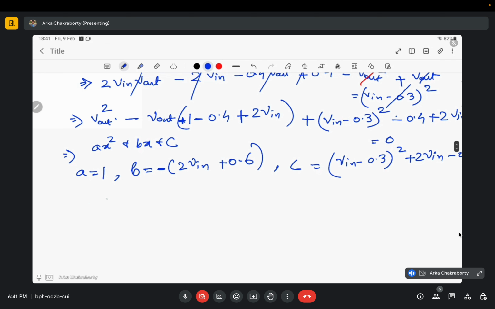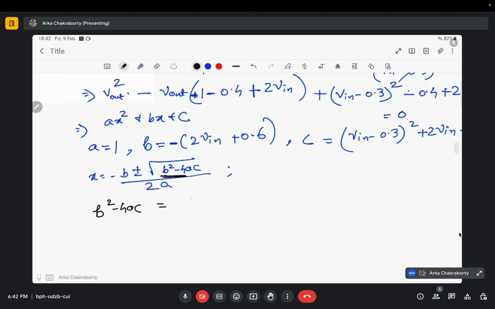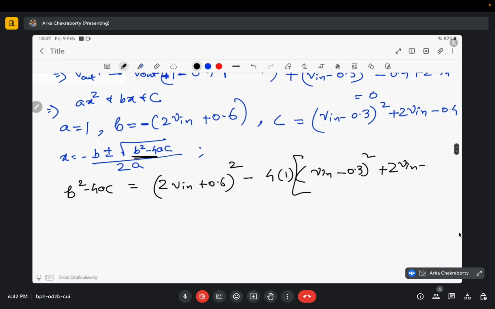Okay, so we know that the answer x will be equals to minus b plus minus root under b square minus 4ac by 2a. Okay, so here let me solve for this term. Root under b square minus 4ac would be equals to root under, let me solve for this one, b square, so it will be equals to 2V in plus 0.6 whole square, minus square is plus, so minus 4 into a is 1, c is V in minus 0.3 whole square plus 2V in minus 0.4. Okay, so let me solve it.